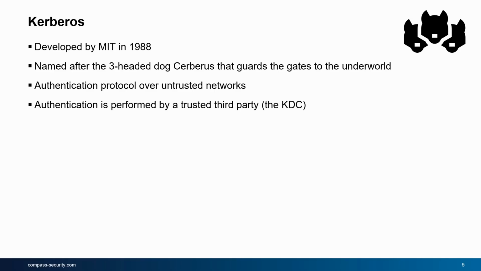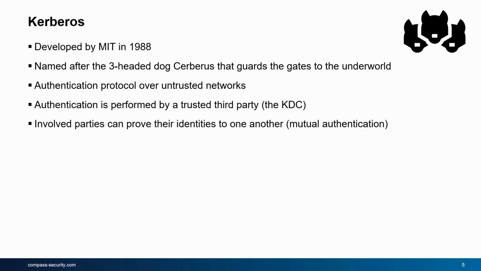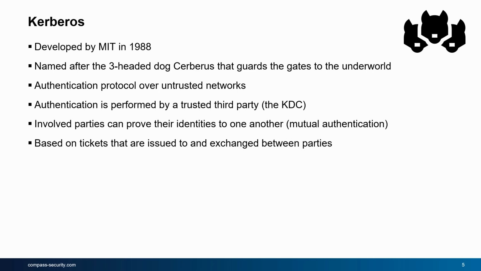The authentication is performed by a trusted third party, the so-called KDC or Key Distribution Center. Again, more details on this later. And what Kerberos allows is that the involved parties can prove their identities to one another. So they can achieve mutual authentication and from that on then establish secure communication channels. The whole system in Kerberos is based on so-called tickets that are issued to the individual participants and then exchanged between them. And these tickets carry identity information that is cryptographically protected.